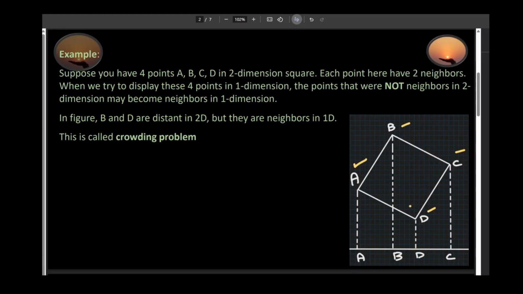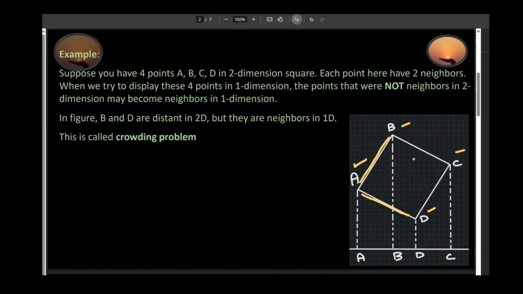Here you can see that each point has two neighbors. A has two neighbors, B and D. These are the two neighbors of A. Likewise, B has two neighbors, that would be A and that would be C. And likewise, C has two neighbors. So this is in two dimensions.